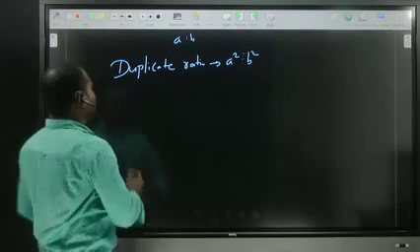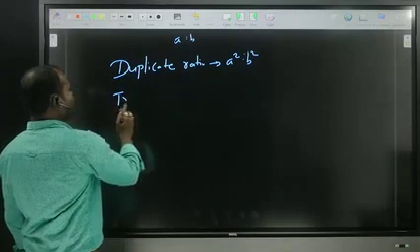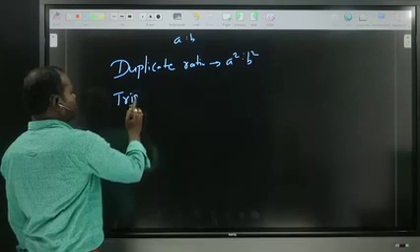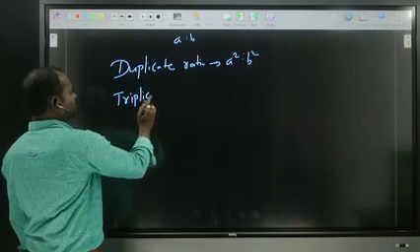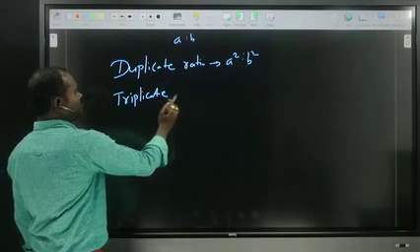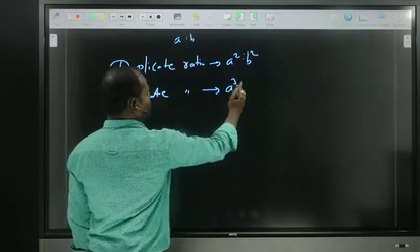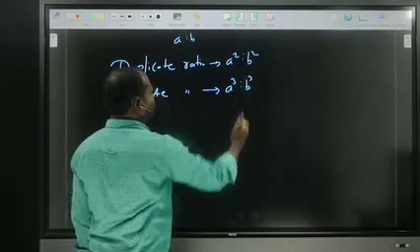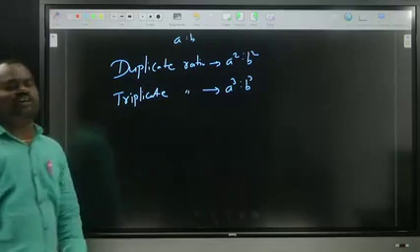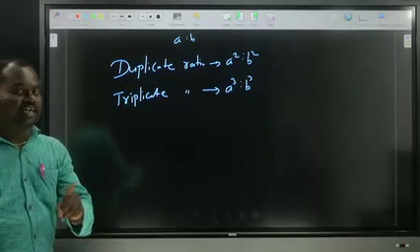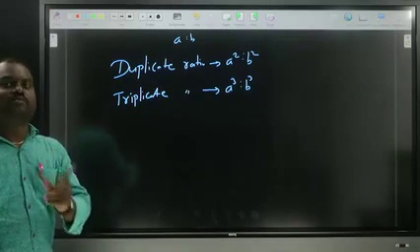Okay? Now triplicate. Triplicate ratio means A cube is to B cube. Duplicate means squares ratio. Triplicate means cubes ratio. In the same way, two more are there.